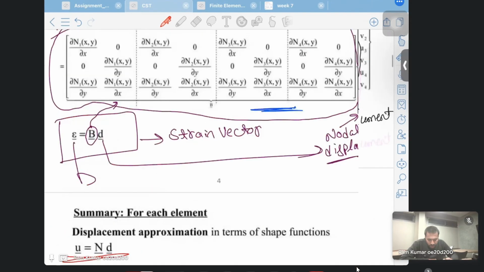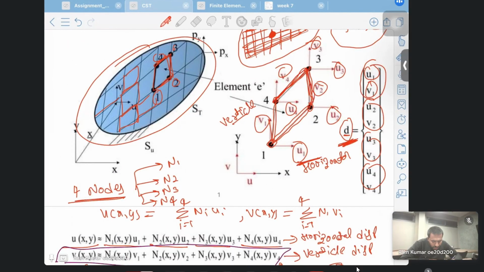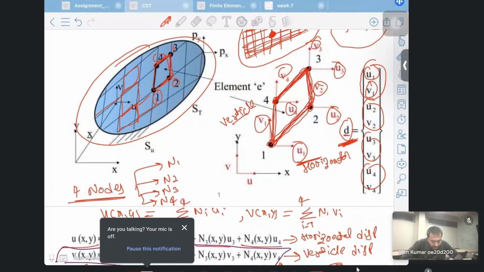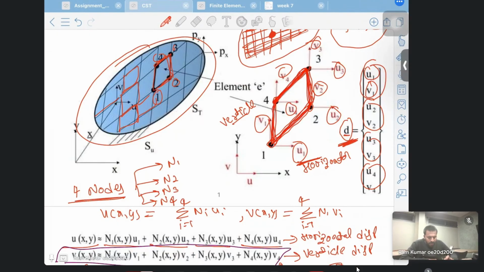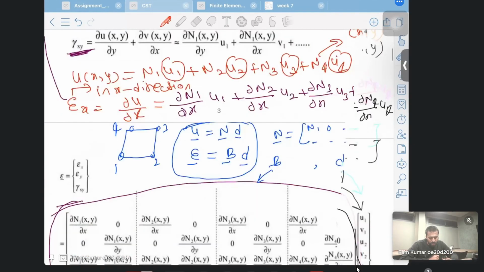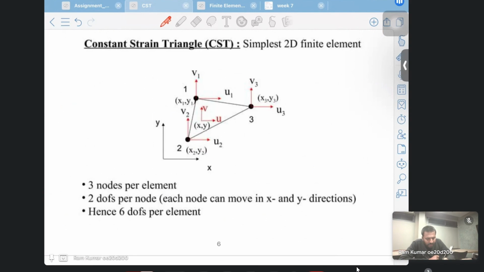So as of now we have seen the element with 4 nodes. But I was telling about CST, constant strain triangle. So what we have to do is get back to only 3 nodes. So this is called CST, a simplified 2D element. This has only 3 nodes.